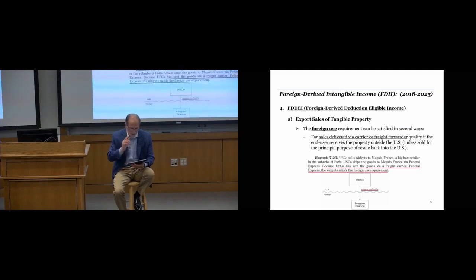The foreign use requirement can be satisfied in several ways. Sales delivered via carrier or a freight forwarder qualify if the end user receives the property outside the United States, unless sold for the principal purpose of resale back in the United States. Again, you're trying to prevent this round tripping and artificial reduction of U.S. taxable income.